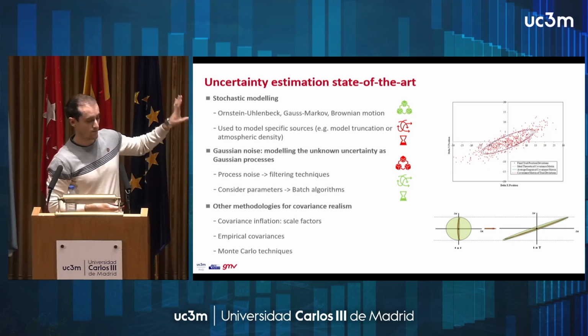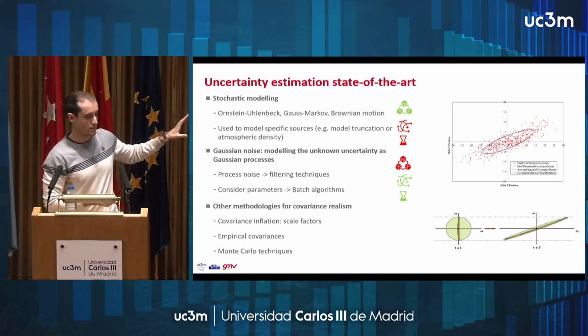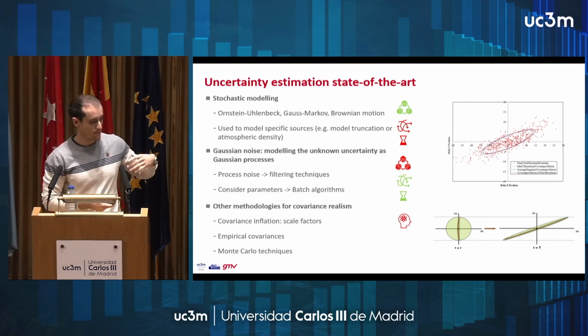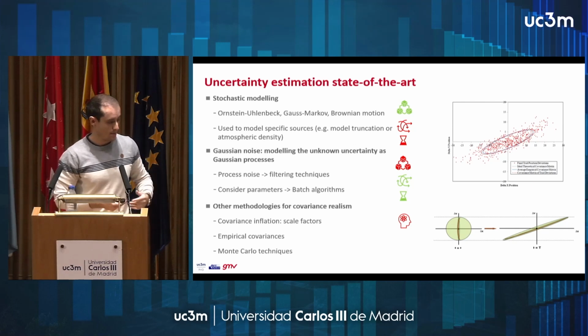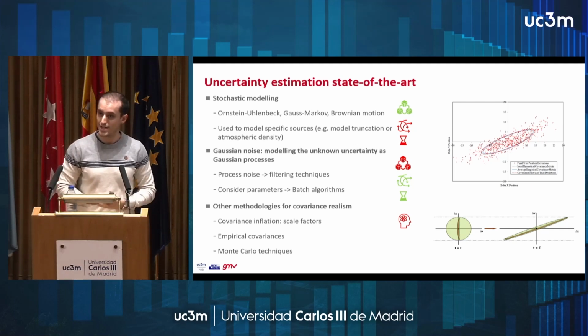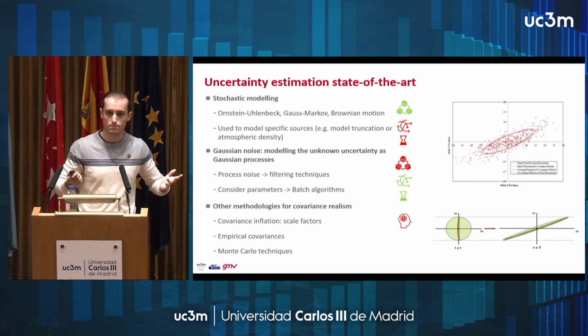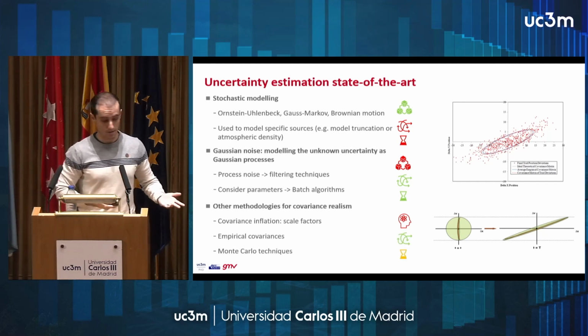And then another wide variety of uncertainty estimation methodologies are covariance inflation, empirical covariances, or Monte Carlo techniques. The main problem of artificial covariance inflation techniques is that you lose the physical interpretation of the uncertainty that you're trying to model. Basically, what they do here is they multiply their covariance by several factors just to try to make them bigger or more representative. Even though they're simpler and faster, they do not really match the physical knowledge that we have of the dynamics.